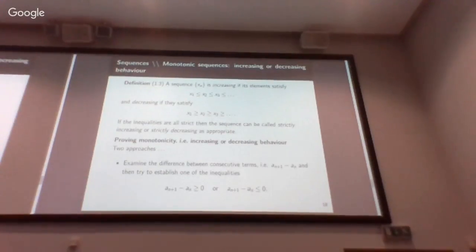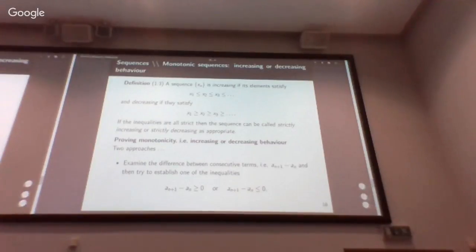Just as a first step, before looking at convergence itself, we'll look at a much simpler aspect of the long-term behavior of the sequence, and that's the notion of an increasing or decreasing sequence. The technical term for such sequences is monotonic. So a monotonic sequence is one which is either always increasing or always decreasing. Okay? Monotone.